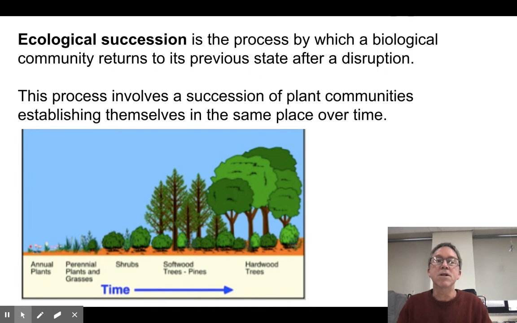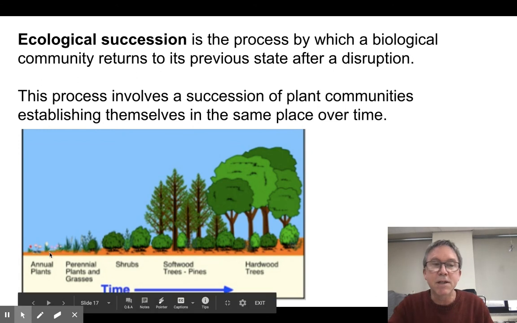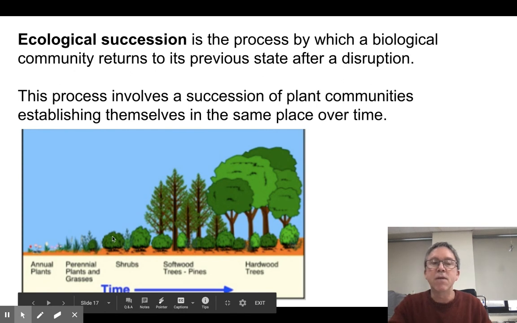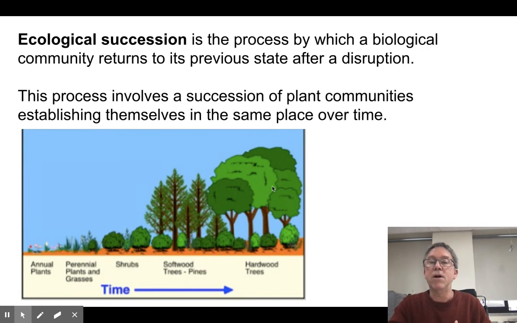Now, the reason it's called succession is because there's this succession of plant communities that happen in a pretty predictable fashion, starting with the very smallest of plants, like little annual plants that live for like 1 year, then plants and grass that live for several years, and then shrubs, and then softwood trees like pine trees, and then tall hardwood trees. So what you'll notice here is each successive community, which makes up the ecological succession, is taller and is outcompeting the ones before it for shade.